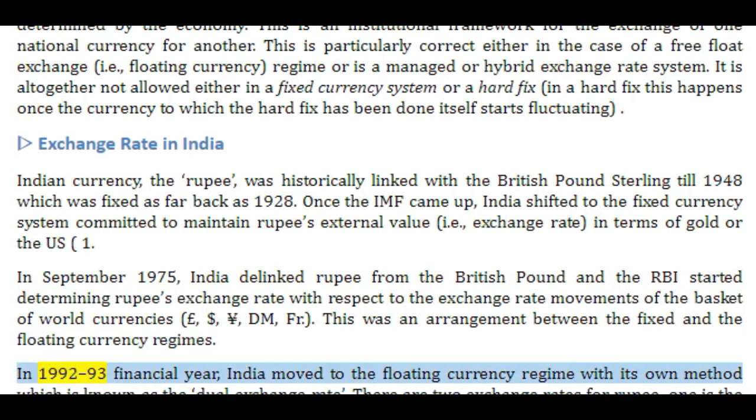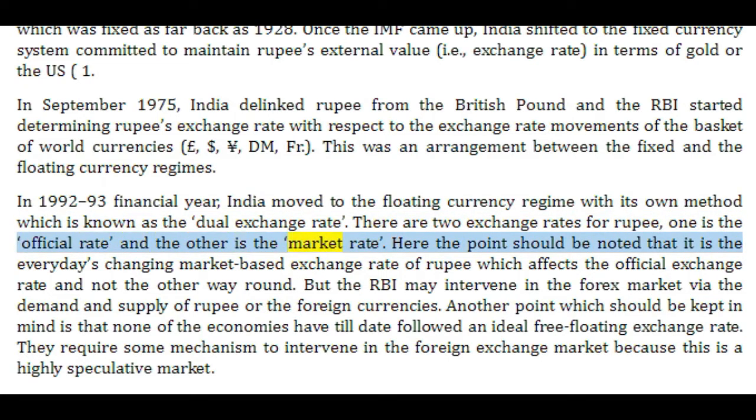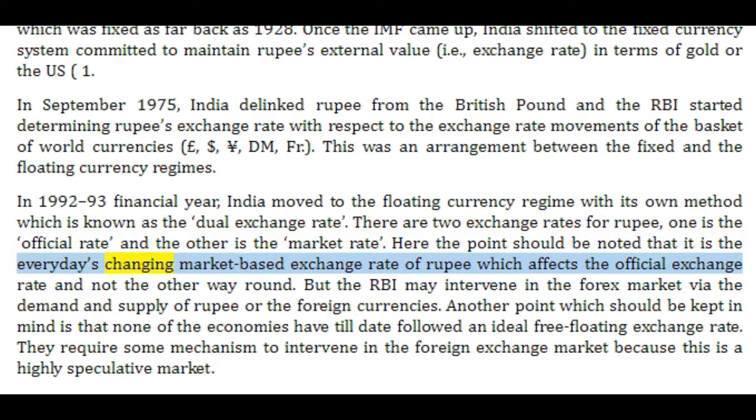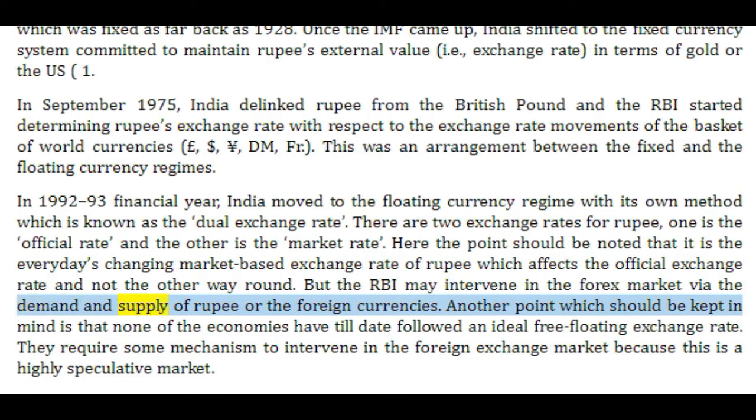In the 1992-93 financial year, India moved to the floating currency regime with its own method, which is known as the dual exchange rate. There are two exchange rates for the rupee, one is the official rate and the other is the market rate. Here the point to be noted is that it is the everyday changing market-based exchange rate of the rupee which affects the official exchange rate and not the other way round. But the RBI may intervene in the forex market via the demand and supply of rupee or the foreign currencies.